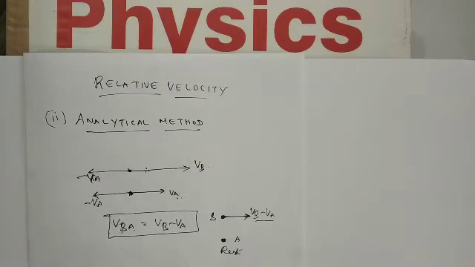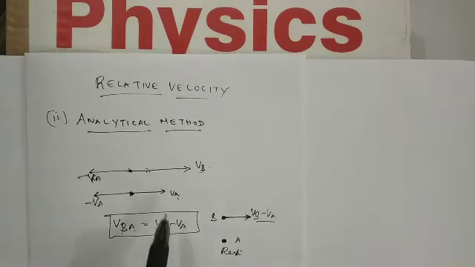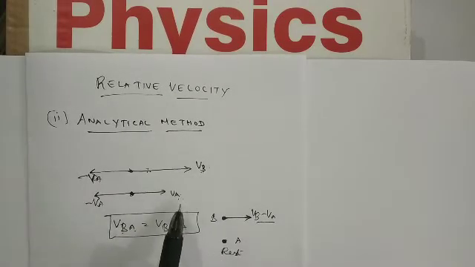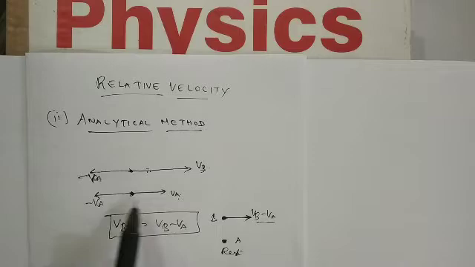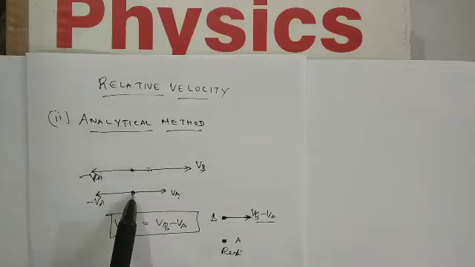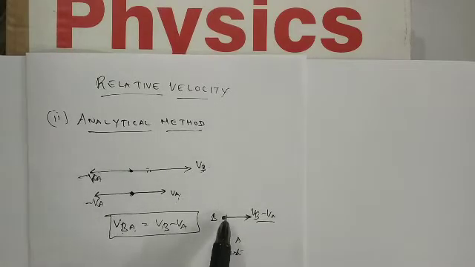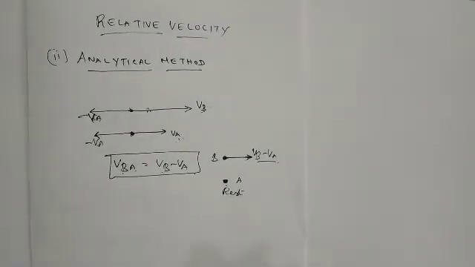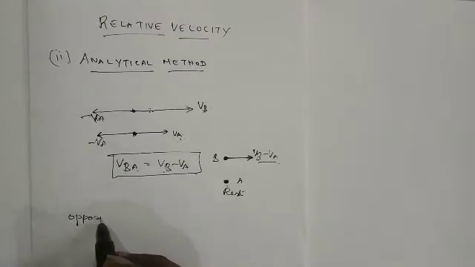I will once again explain this analytical method. When two bodies are going in the same direction and we want to find the relative velocity of B with respect to A, impose equal and opposite velocity of A on both A and B, such that the body A is brought to rest. When A is brought to rest, the resultant velocity of B gives the relative velocity of B with respect to A, that is VB minus VA. That is the method when the two bodies are moving in the same direction. The same method can be applied even when the bodies are moving in opposite directions.